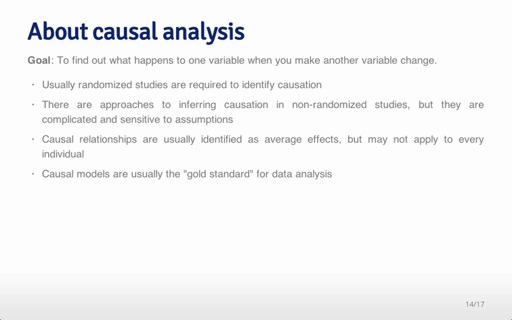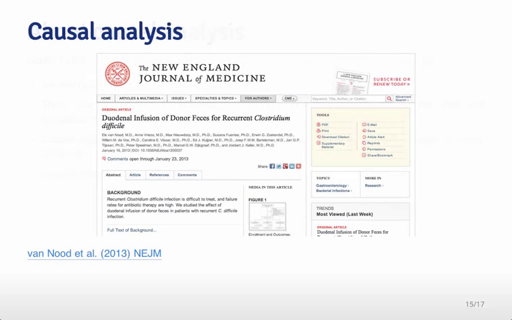Causal relationships are usually identified as average effects. In other words, on average, if we give this population a particular drug, then on average, they will live a little bit longer than if you didn't give them that drug. So these are usually the gold standard for data analysis, and in particular for most scientific applications, the goal is to end up with the causal relationship between variables.